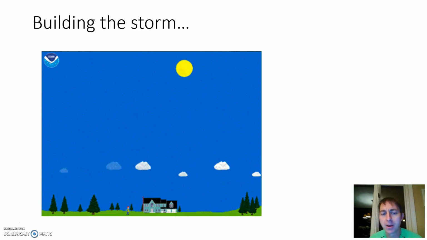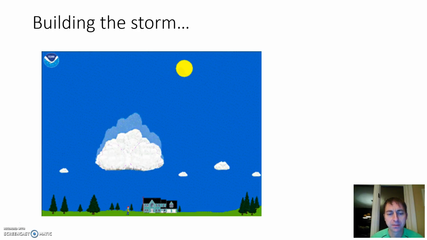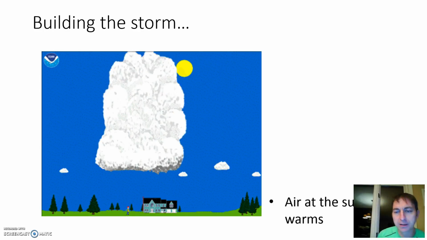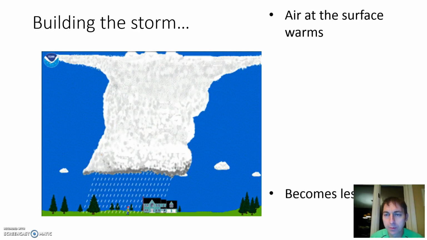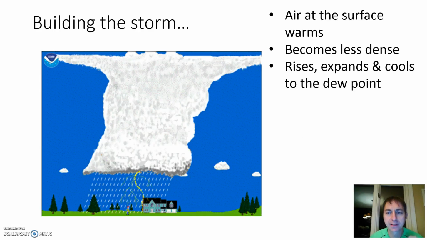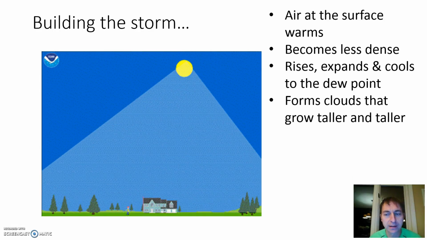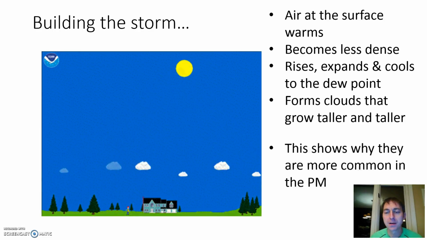It can happen after a whole day of heating by the sun, making the air at the surface low density. When the air at the surface is warming, it's getting less dense. It's rising, it's expanding, it cools to the dew point, and that's getting us clouds. And those clouds are going to grow taller and taller.